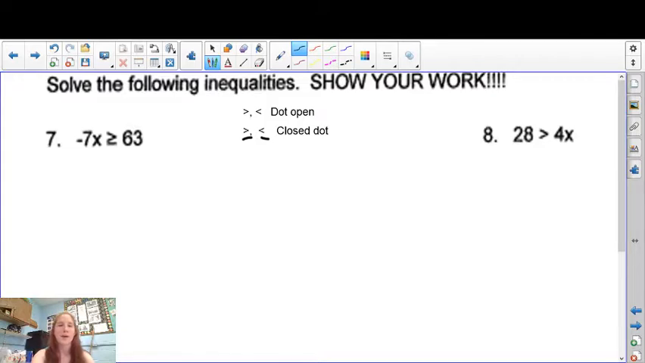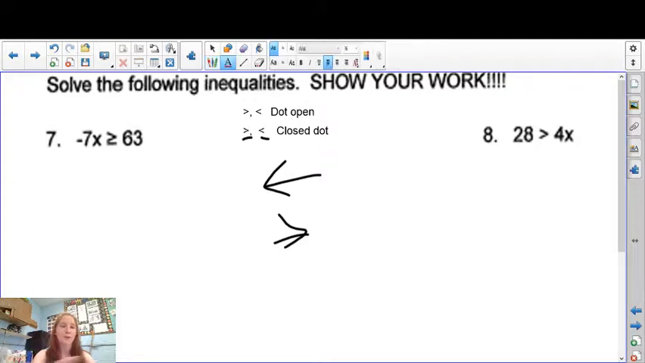We're going to remember that our inequality sign creates an arrow, and it tells us which way to shade, as long as we have x on the left side. And I think that's it. Okay, and if you divide by a negative, that's what it was. I knew it was. I had my little brain fart for a second.